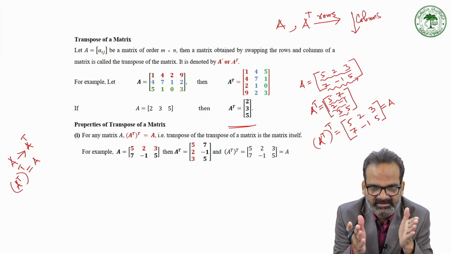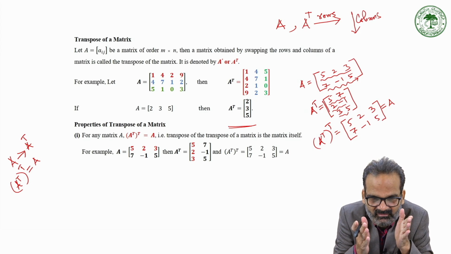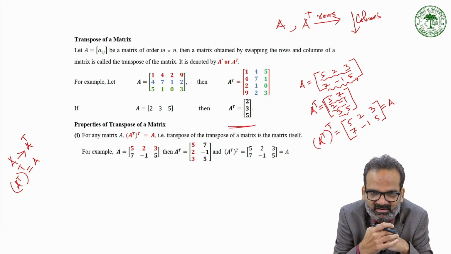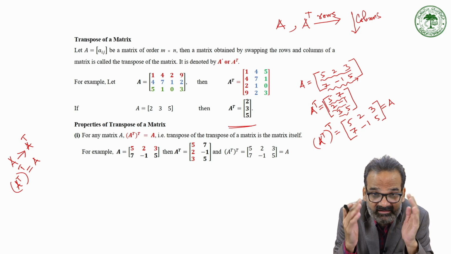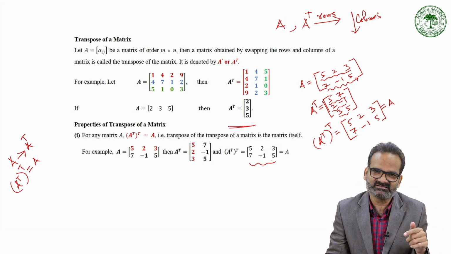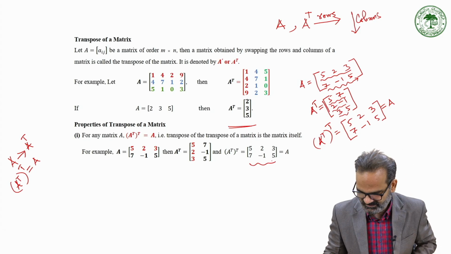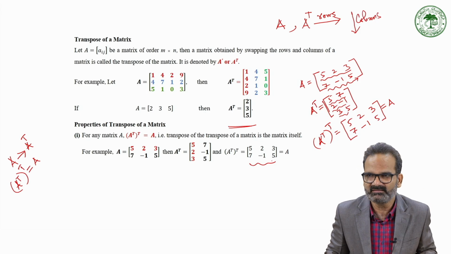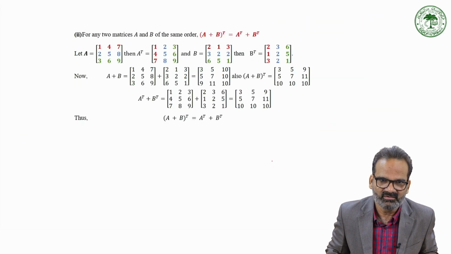I have shown here A is equal to 5, 2, 3, the first row highlighted in red. In its transpose, this first row will be interchanged to the first column of A^T. See here 5, 2, 3. The second row is in normal black color, 7, -1, 5. It will be interchanged to the second column of A^T, 7, -1, 5, and again take its transpose to get the original matrix itself. So the transpose of a transpose gives you the matrix itself, right? And this is true for every matrix, not only this. This property is true for all matrices, whether the matrices are square or rectangular.